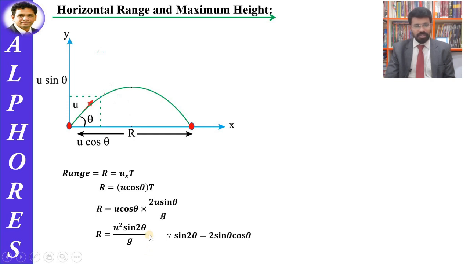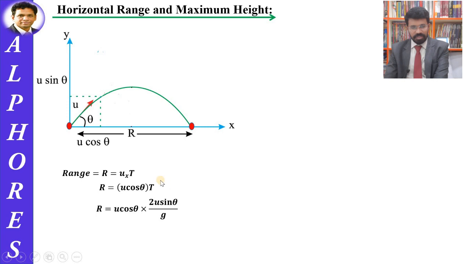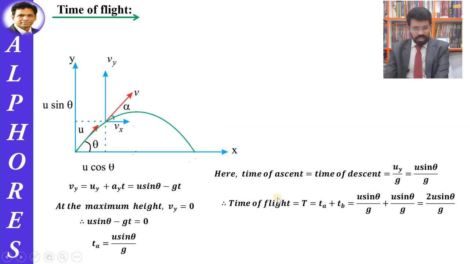Okay, time of flight is equal to how much? 2u sin theta by g. Okay, right. Let us proceed with maximum height. So this is what maximum height is, isn't it? In how much time does the body reach this maximum height? We have seen in the previous case, this is the time of ascent. In a time equal to u sin theta by g, the body reaches the maximum height.